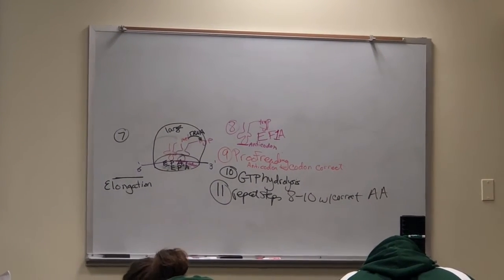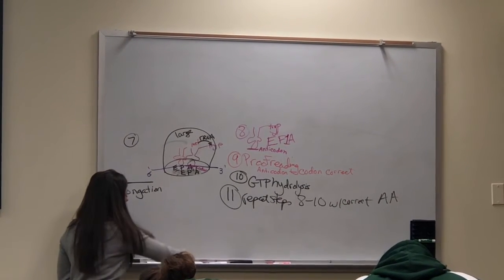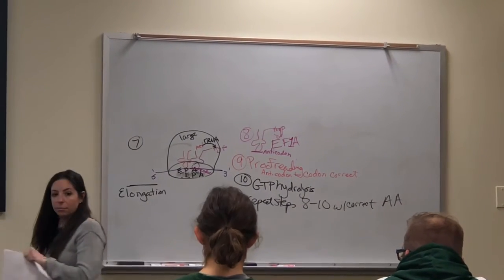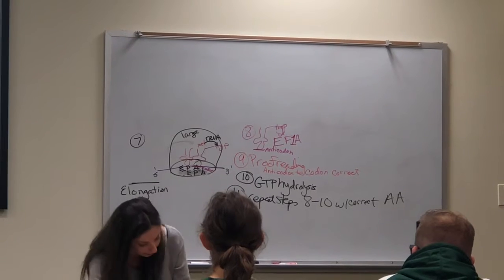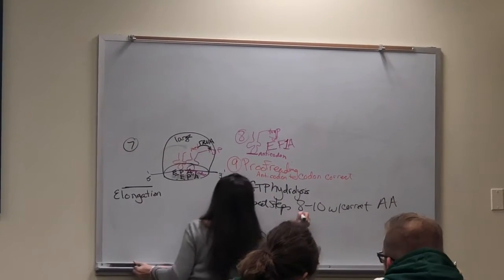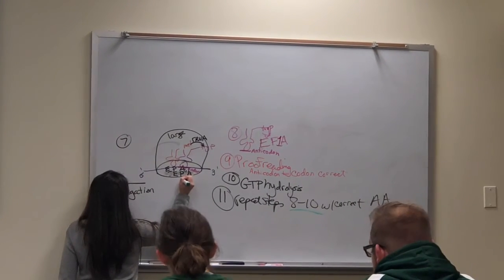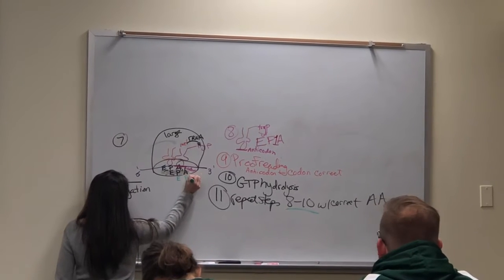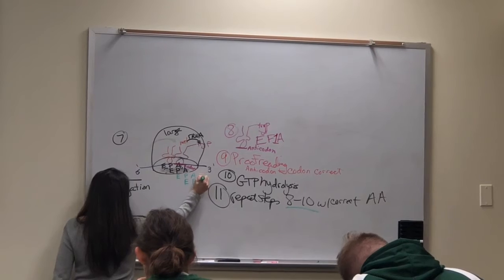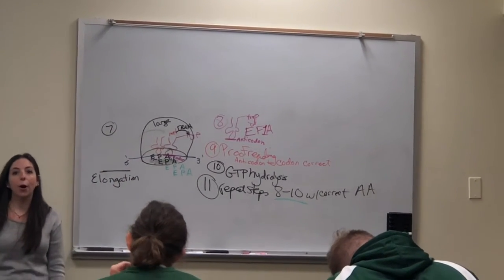Okay, so as this is happening, you're moving down the chain. So what I'm going to do for step 11 is use color. If I'm repeating steps 8 through 10, you would then have this be E, P, A. And then you would go E, P, A. And this whole ribosomal subunit is moving down over and over again.